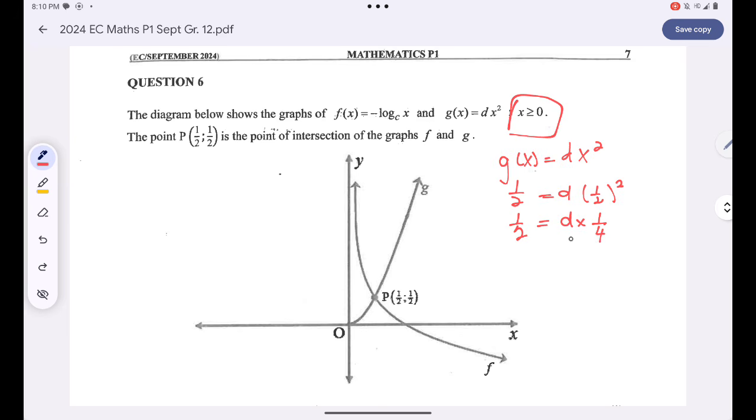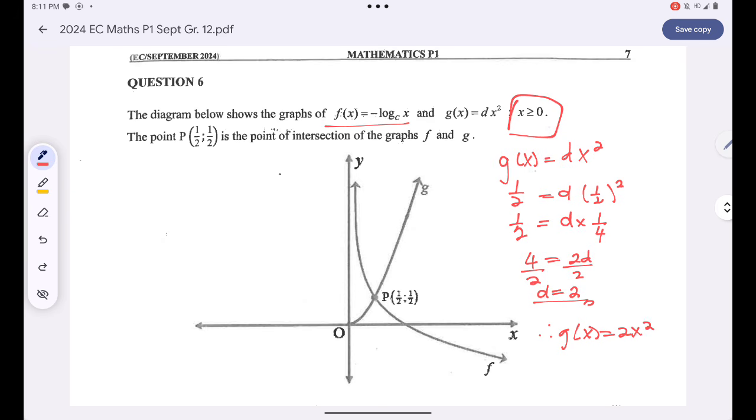How can I remove these fractions? By multiplying both sides by the LCD, or let's just cross multiply to make things easy. You'll end up having 4 is equal to 2d, and then divide both sides by 2: d is equal to 2. So that means g(x) is equal to 2x squared.